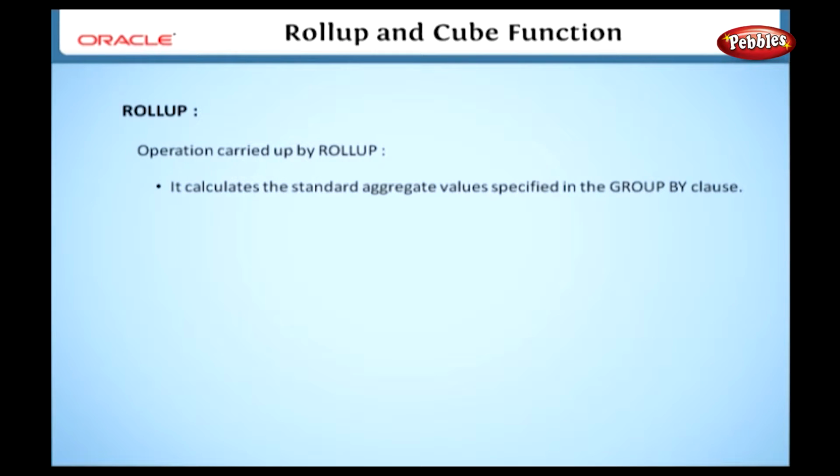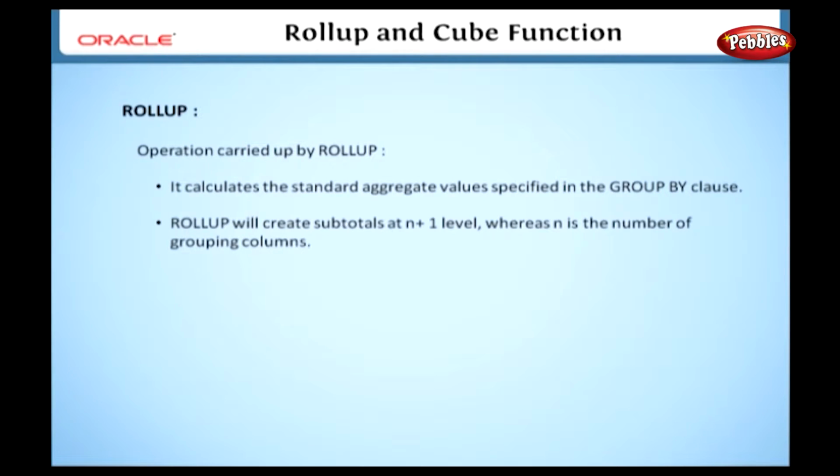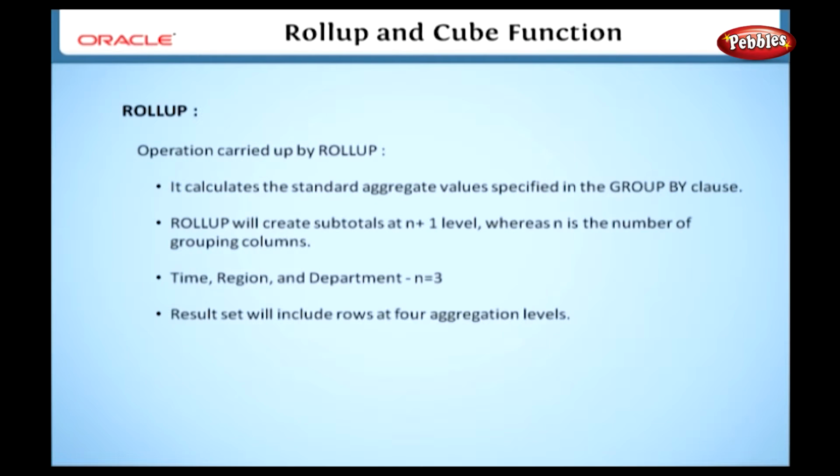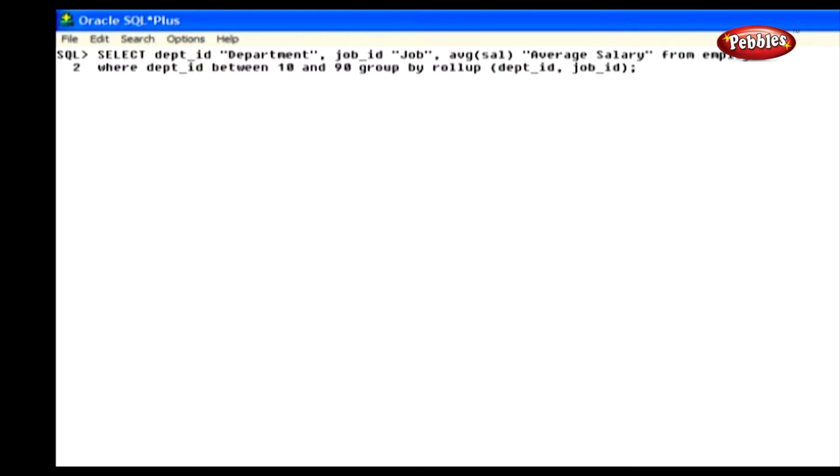Let's see the operation carried out by Rollup. First, it calculates the standard aggregate values specified in the group by clause. Rollup will create subtotals at n plus 1 levels, where n is the number of grouping columns. For instance, if a query specifies Rollup on grouping columns of time, region, and department, i.e., n equals 3, the result set will include rows at 4 aggregation levels.